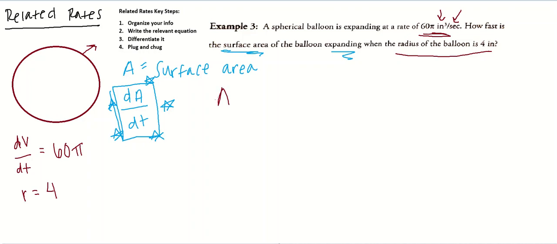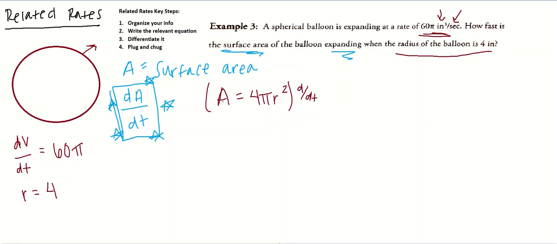And so the surface area of a sphere is 4 pi r squared. So that is just the surface area of a sphere. Okay, so this is our relevant equation because it involves the two quantities that we're dealing with. We're dealing with surface area and we're dealing with the radius, right? So now we have a relevant equation and we want to differentiate it. So we are going to take the derivative of this with respect to time, almost always.